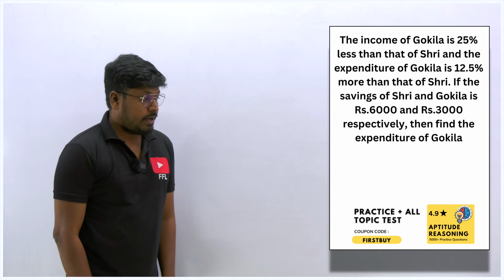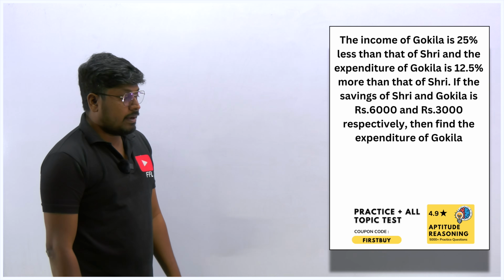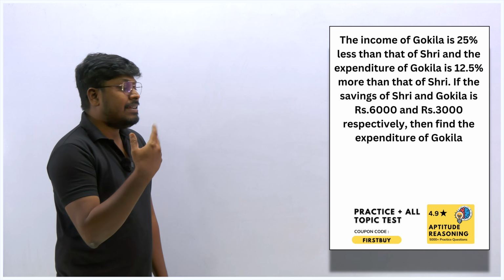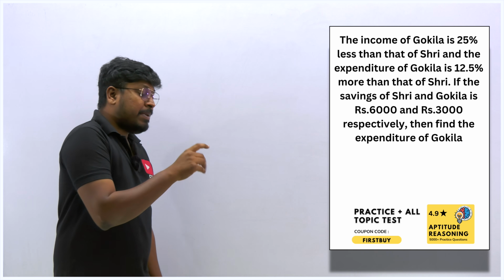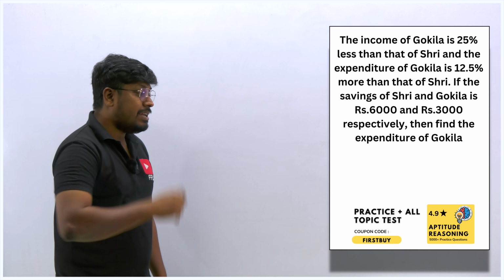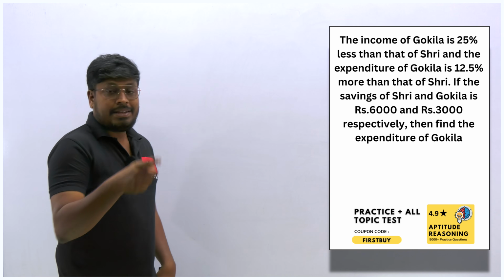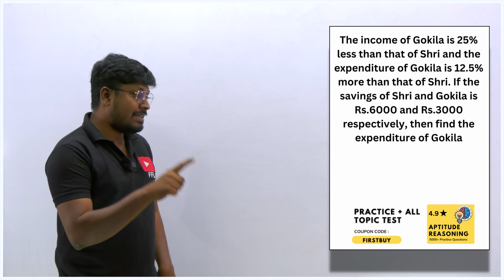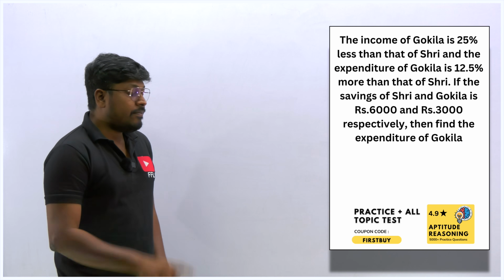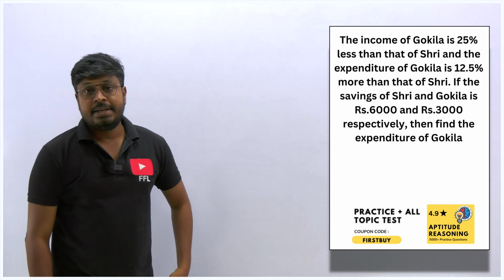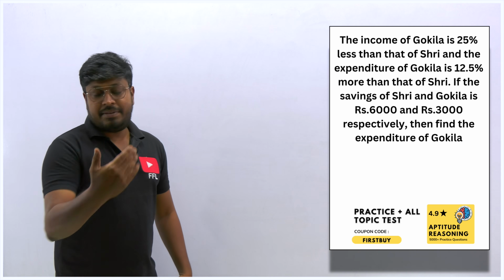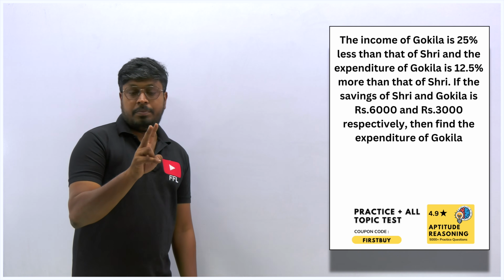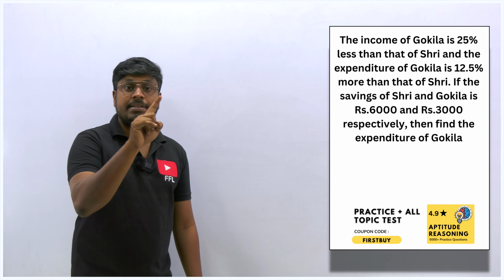Question number 4. The income of Gokila is 25% less than that of Sri, right? And the expenditure of Gokila is 12.5% more than that of Sri. If the savings of Sri and Gokila are 6,000 and 3,000 respectively, find the expenditure of Gokila. So here it is similar to the previous question, right? But the concept is different because here they are talking about two persons. One is Gokila and the second person is Sri.